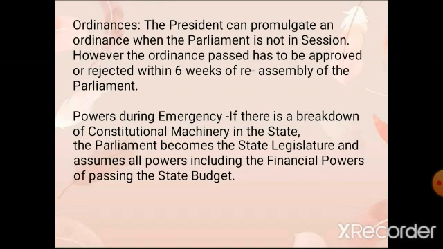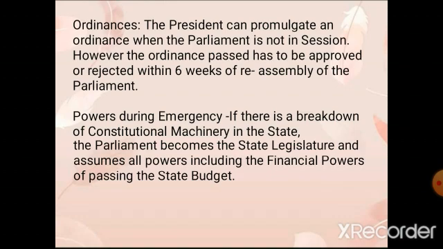The next one is powers during the emergency. If there is a breakdown of constitutional machinery in the state, the parliament becomes the state legislature and assumes all powers including the financial powers of passing the state budget. Okay, so the parliament will take over the state legislature when there is a breakdown of constitutional machinery in the state. Okay, so we have 28 states.